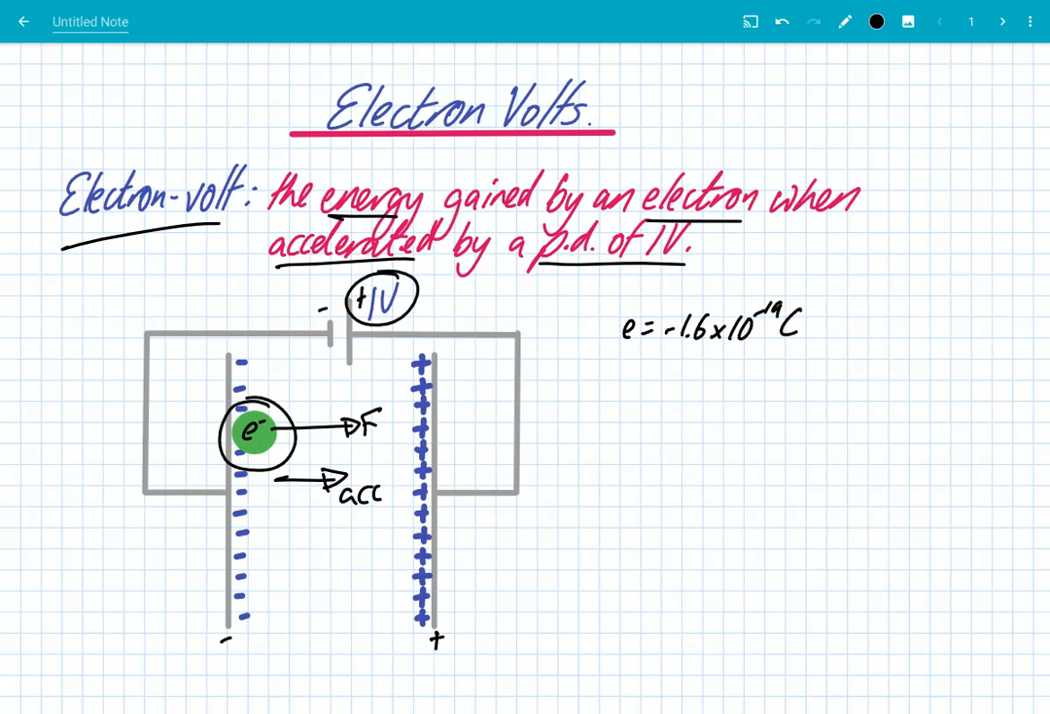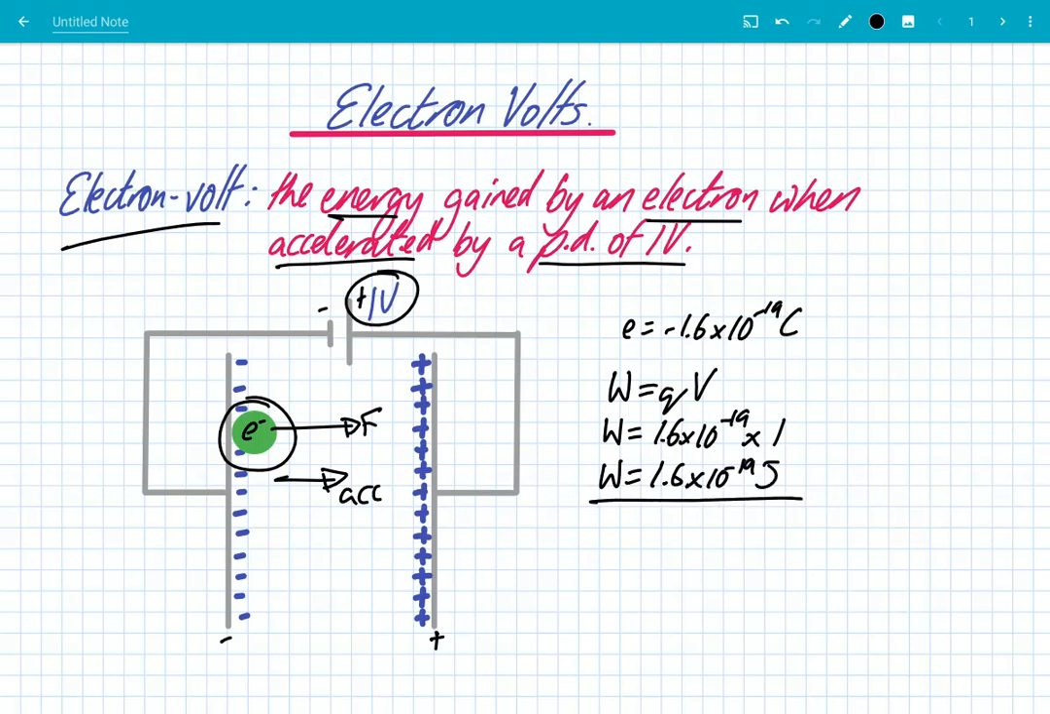How much it gains is given by the formula W for energy is equal to the charge multiplied by the potential difference. So we can say how much energy this would gain when accelerated by 1 volt. The energy gained would be equal to 1.6 times 10 to the minus 19. I'm just ignoring the negative here. Multiplied by 1 because that's our potential difference. So the energy this electron will gain is simply 1.6 times 10 to the minus 19 joules when an electron is accelerated by 1 volt potential difference.